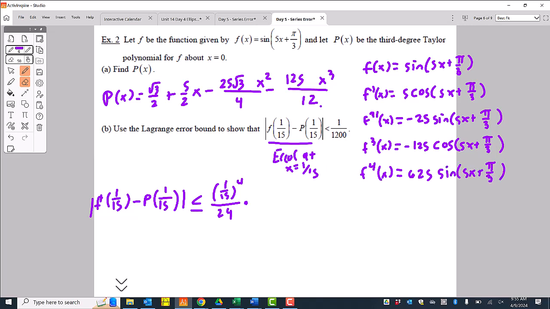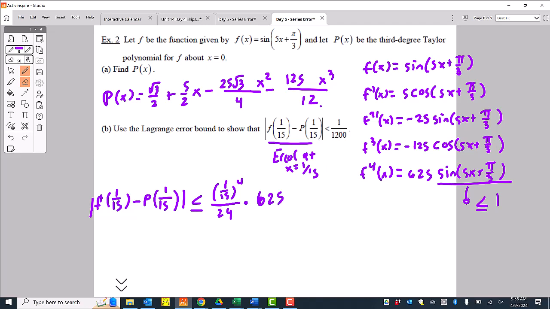And in the last problem, where it told us what the max is, this problem it doesn't. But luckily, we're using a function we know the max of. We know that sine of 5x plus pi over 3 has to be less than or equal to 1. It'll never be bigger than 1. So that means this is a maximum of 1 times 625. So our max of that next derivative is going to be 625.